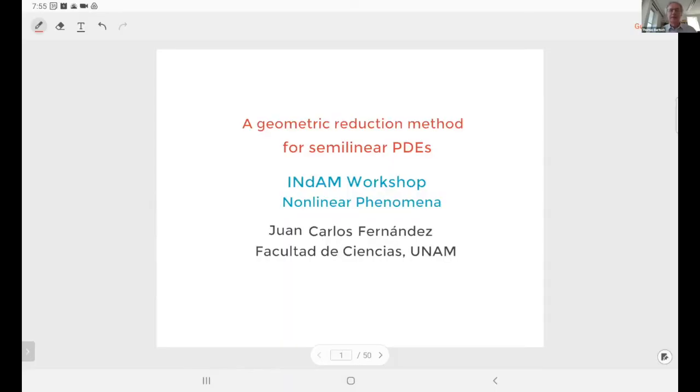And the second speaker is Juan Carlos Fernández from Universidad Nacional Autónoma de México, and he will talk about the geometric reduction method for semilinear PDEs.